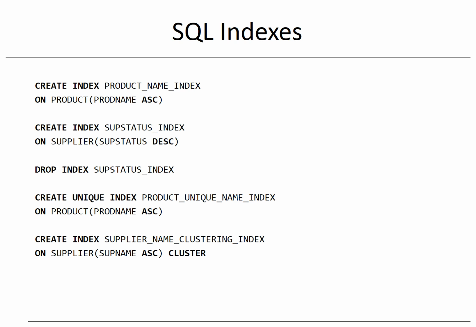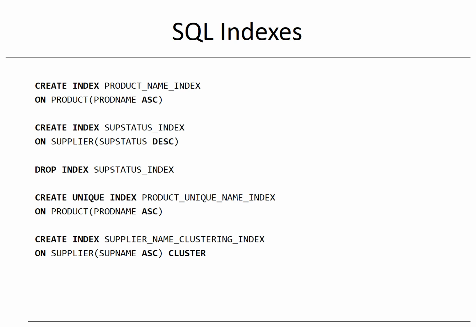Indexes can be created in SQL using the create index statement. Here you can see some examples. The first statement creates an index for the product name column, whereby the index entries are stored in ascending order. This index will be useful for queries retrieving products by product name. The second example creates an index for the supplier status. Indexes can be removed using the drop statement as illustrated.